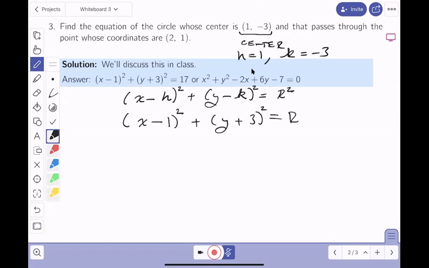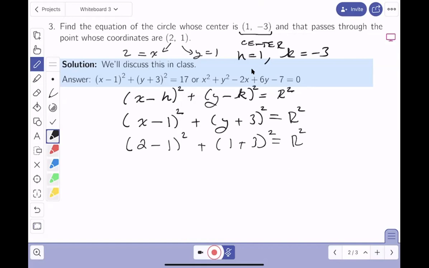Now, I'm going to read further, but they don't give me the radius. All they tell me is it went through a point. So it's telling me the x is 2 and the y is 1, but they're not telling me the radius. So what do we do? Plug it in. Plug the 2 in. What do you get? 2 minus 1 squared. We'll do the arithmetic later. And what's y? 1. So 1 plus 3 squared. What's that equal? r squared.